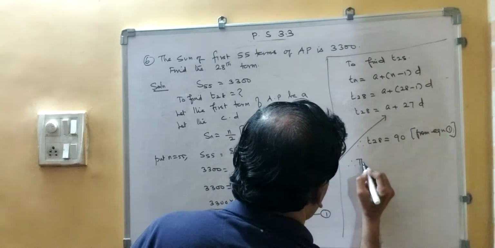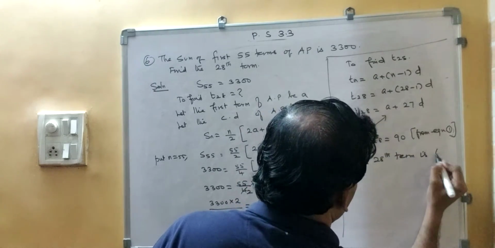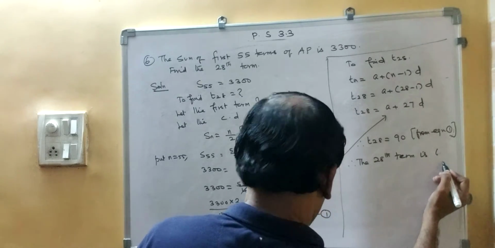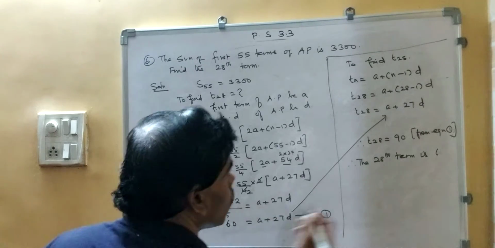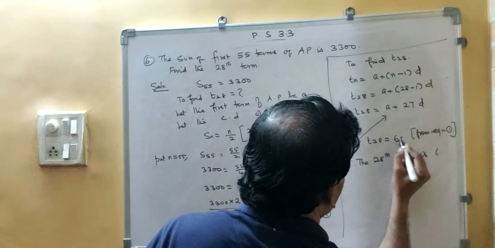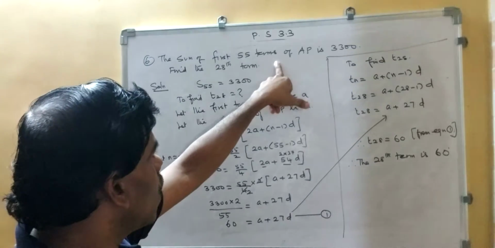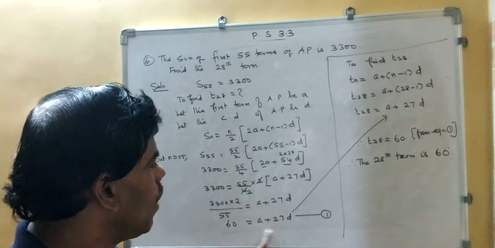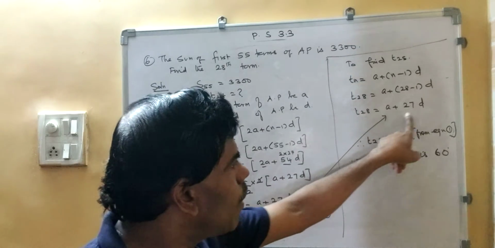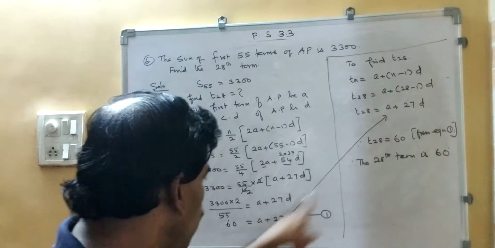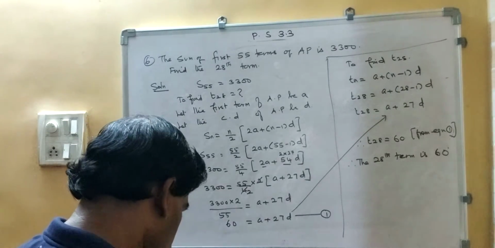Therefore, the 28th term is, sorry, here it is 60 will come now. Sorry, it is 60. So here it is 60. That's all. Now look at this, what we did. We used the given information and got the value of A plus 27d, because we know that the 28th term means it will become A plus 27d. So we have correlated and got the answer. Now next one we will do sum number 7.